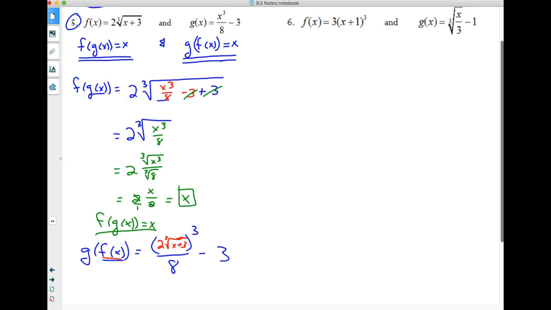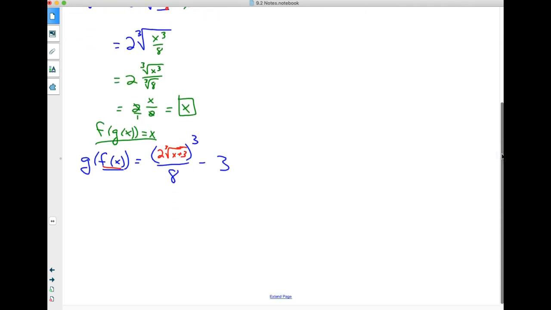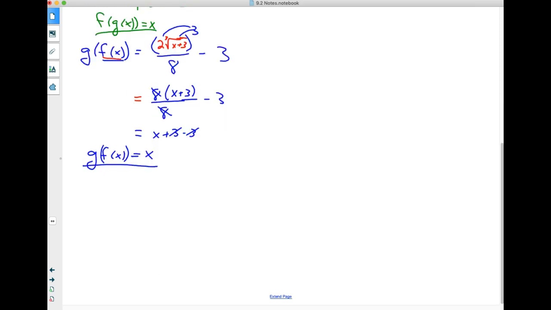Well, remember your properties of exponents, guys. This 3 cubes both the 2 and that cubed root. Well, 2 to the third power is 8 over 8, and when I take the cubed root of x plus 3 to the third power, I just get x plus 3, and then that's minus 3. I can see my 8s reduce, and I get x plus 3 minus 3. My 3s go away, so I can see g of f of x also only equals x. So yes, they are inverse functions.